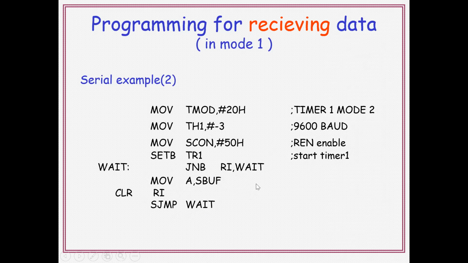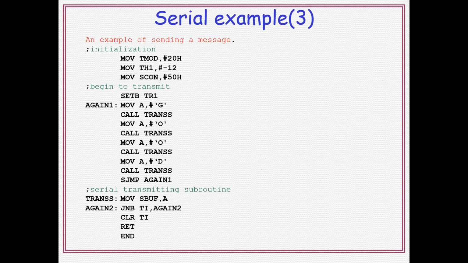Okay, so this is for sending and receiving characters. For example, here one example is given. I am going to transmit the message GOOD continuously. This is an example for sending data. TMOD is initialized with 20H. Already we discussed that 20H is nothing but timer 1 mode 2 auto reload function, and the TH1 value is initialized with -12. -12 indicates that the baud rate is enabled. SCON is 50H. 50H indicates that serial communication mode 1 is enabled, and the receiver is enabled. First, SETB TR1 indicates start baud rate.